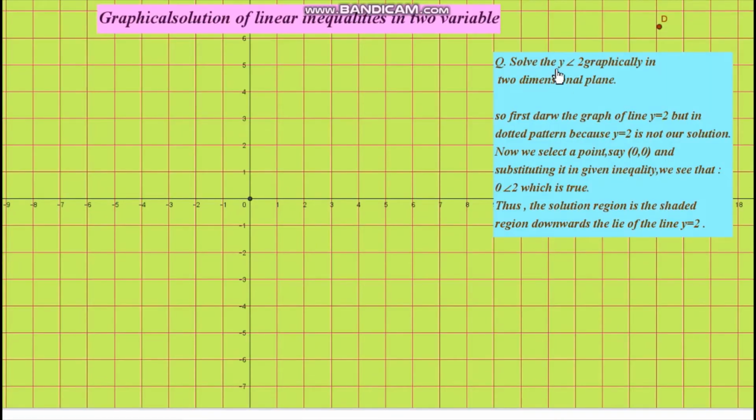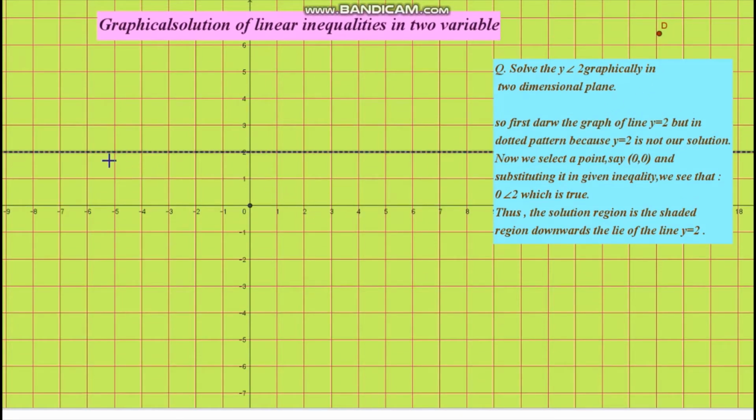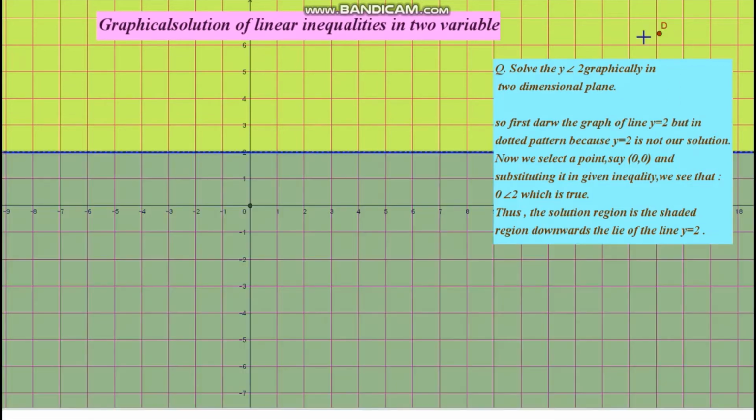Now the next question is: solve y less than 2 graphically in the two-dimensional plane. So first we draw the graph of the line y is equal to 2, but in the dotted pattern. So this is our graph of the line y equal to 2 in the dotted pattern. Now again take a general point, 0, 0. Put 0 in place of y. So 0 is less than 2, which is true. Hence our solution region is downward of the line y equal to 2.